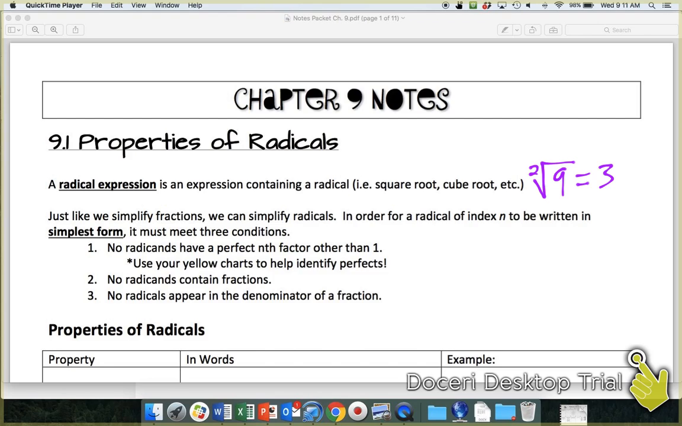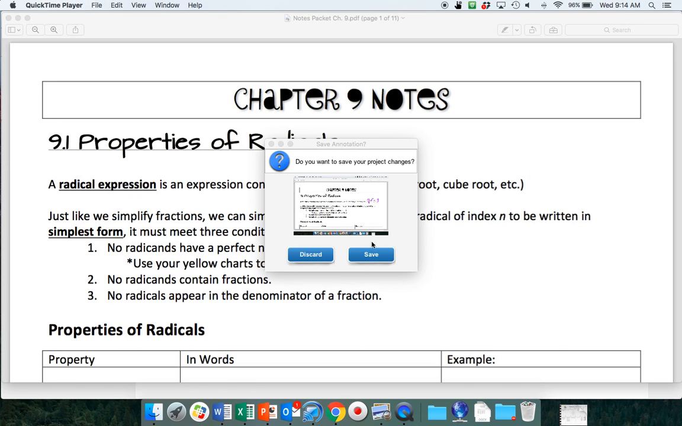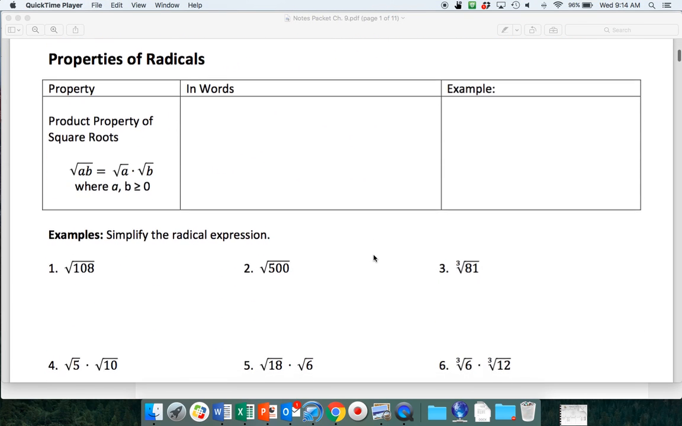Number 2, no radicands contain fractions. So you can't have a fraction in here. We've got to solve it. Okay. And finally, no radicals appear in the denominator of a fraction. So if you do have a fraction, you can't have the sign underneath. I'll go through all that in a minute. Okay? All right. Let's do this right here.